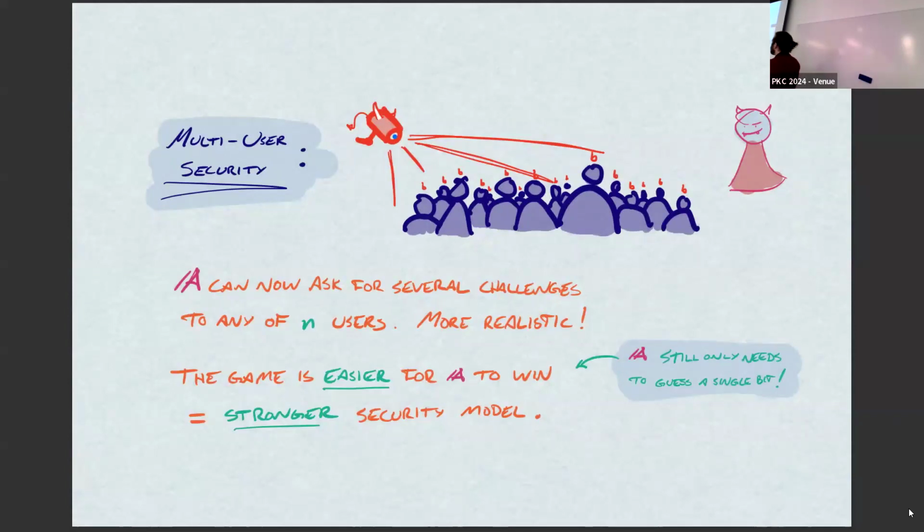One crucial thing in order to say that this is strictly more general is that the adversary at the end of the game still only needs to guess a single bit. You see I've drawn this bit on the top of all of these heads. This is to say that for each challenge, the adversary gives an M0 and an M1, but in the entire game, no matter who it challenges, it will always be either M0 or always be M1 that is being encrypted and returned. So it's still only this single bit that needs to be guessed.